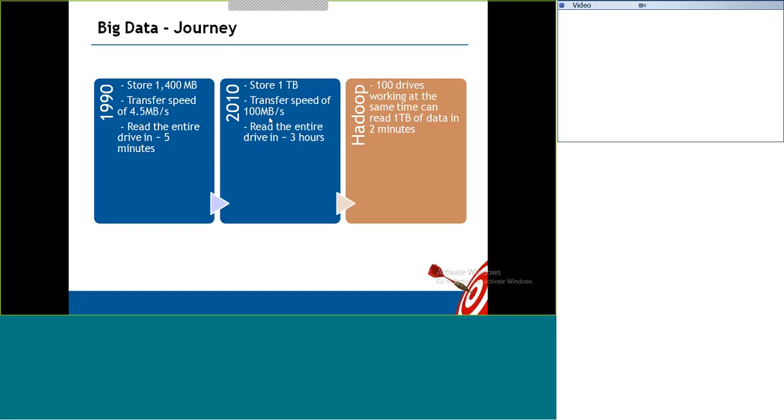Okay, so we are comparing between 1990, 2010, using traditional technologies and using Hadoop. 100 drives working at the same time, that's 100 machines working at the same time. Using a Hadoop cluster, you can process this 1 terabyte of data in 2 minutes. That is 90 times faster than the traditional technologies. Based on how complex the data you are processing is, it is 100 to 300 times faster. Now maybe 1000 times faster using Spark.